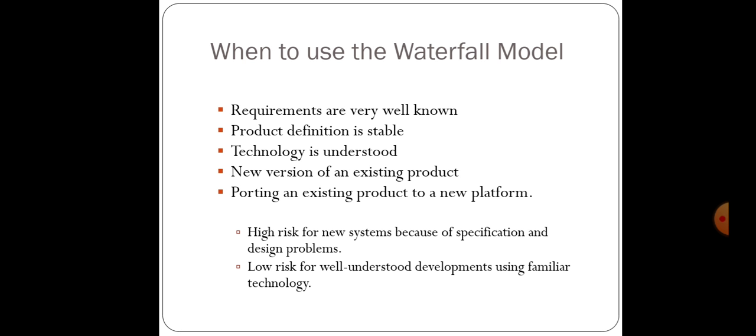By looking at the advantages and disadvantages of the waterfall model, let's see when we should use this model. It should only be used for small projects and when the requirements are very well known in advance. The product definition is stable. Technology is well understood by the people who are going to develop the project, and it is a kind of new version of the existing product. So porting an existing product to a new platform is much easier, and we can use the waterfall model in this case.